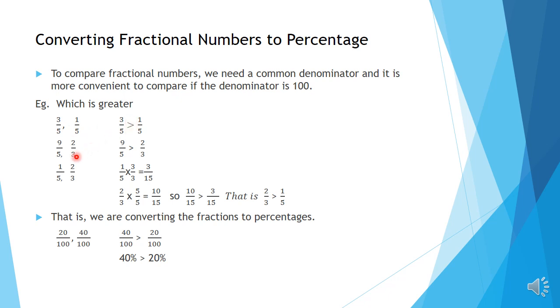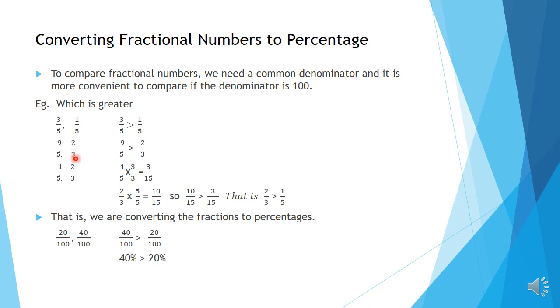Another example, see children, 9 by 5, 2 by 3. Here which is greater? So here when we look at the denominators they are different. So we cannot say which is greater, but you can think of another point, another clue. Here 9 by 5 is an improper fraction, that is, the numerator is greater than the denominator. When the numerator is greater than the denominator, we say improper fraction. And the second one is a proper fraction. The numerator is smaller than the denominator. So whenever we have two fractions, if one is improper and one is proper, we can say the improper fraction is greater than the proper fraction.